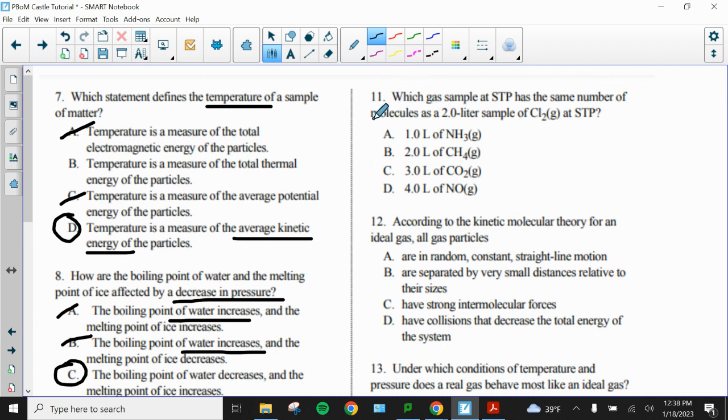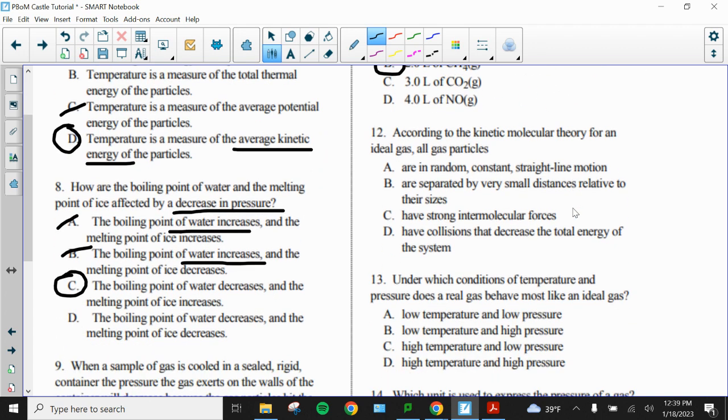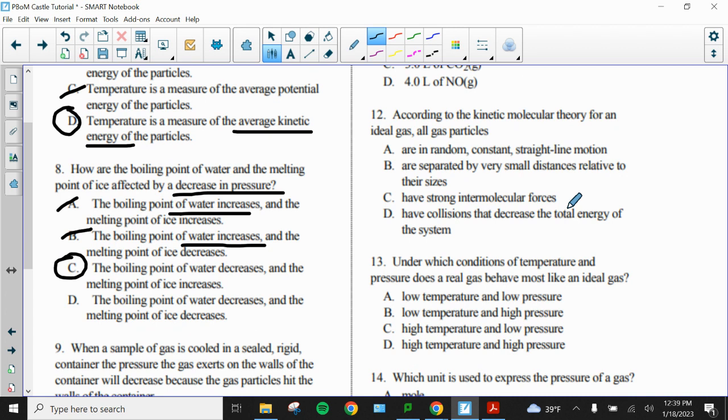Same number of molecules is Avogadro's law. So I need to have the same parameters. So 2-liter sample, it literally doesn't matter the gas. If I have 2 liters at STP and 2 liters at STP, I now have the same amount. So remember, this was where temperature, volume, and pressure have to be the same to get the same number of molecules.